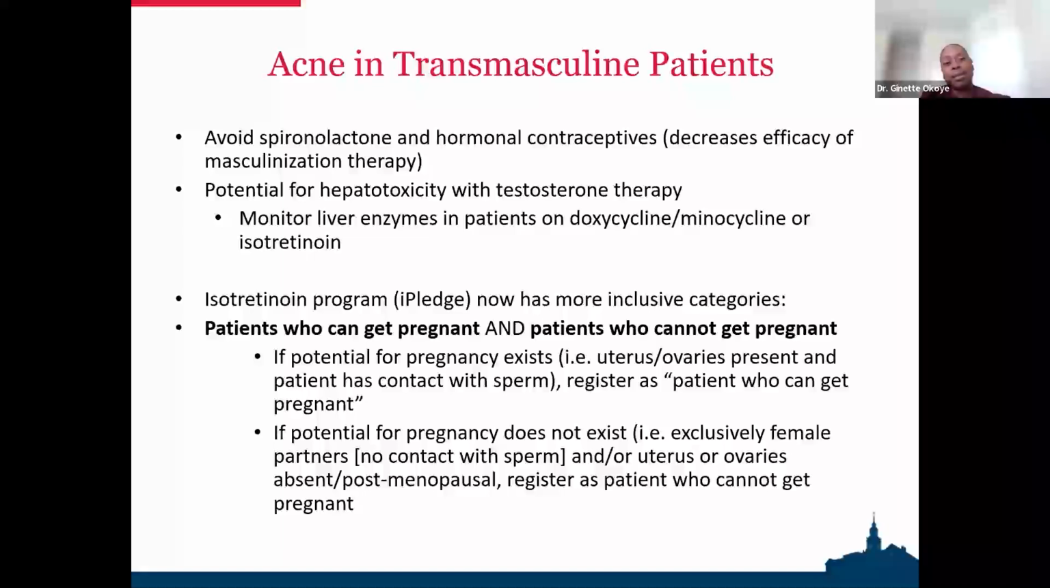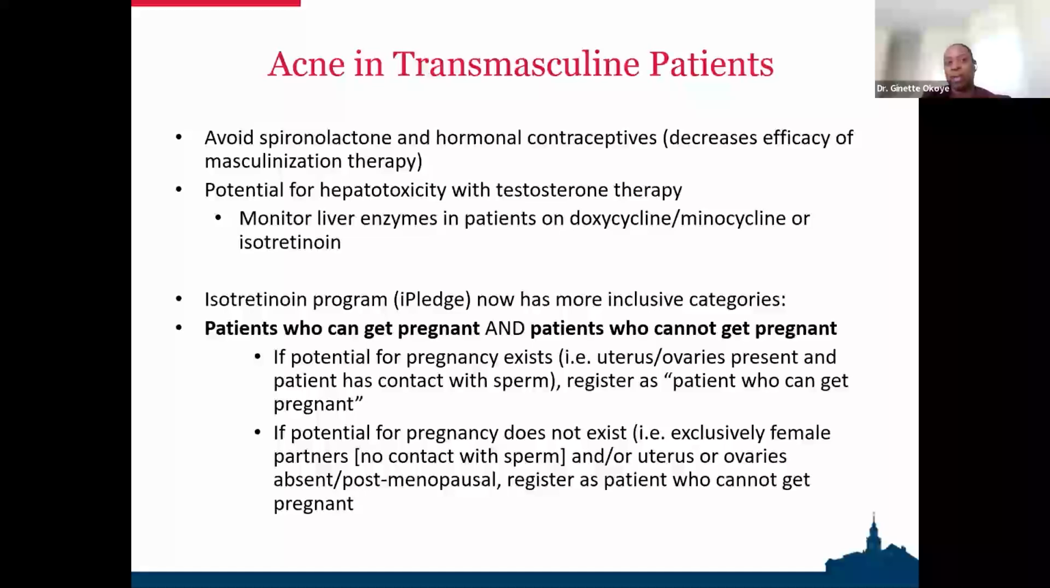And then people on testosterone have a potential for hepatotoxicity, low risk, but the potential is there. So if I'm going to be using doxycycline or minocycline for a few months, and certainly if I'm going to use tretinoin, I will do more to monitor their liver enzymes than I would in a patient who's not taking testosterone.